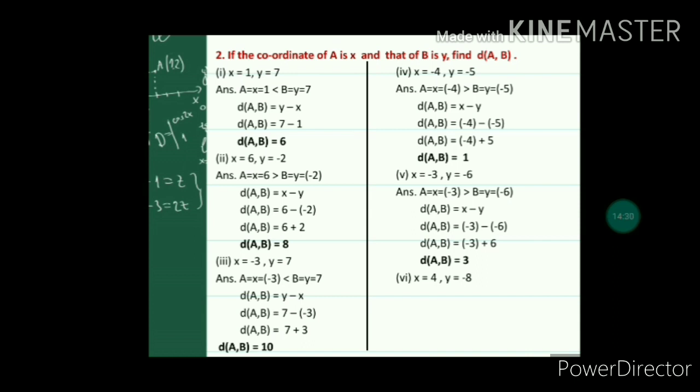Last example is x equal to 4 and y is equal to minus 8. Here A means x is equal to 4 and B means y is equal to minus 8. Here 4 is greater than minus 8. Distance of AB is equal to 4 minus in bracket minus 8. Therefore, distance of AB is equal to minus into minus plus. Therefore, 4 plus 8 is equal to 12.